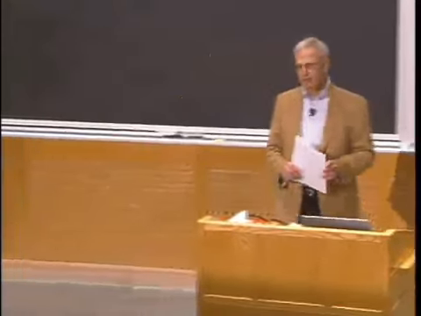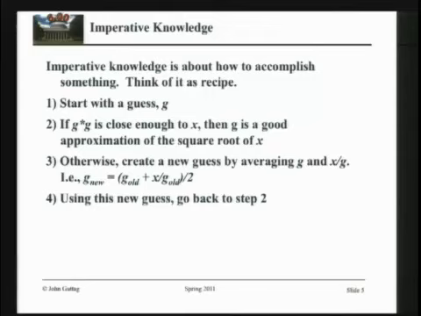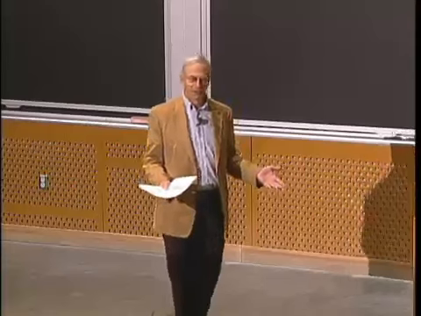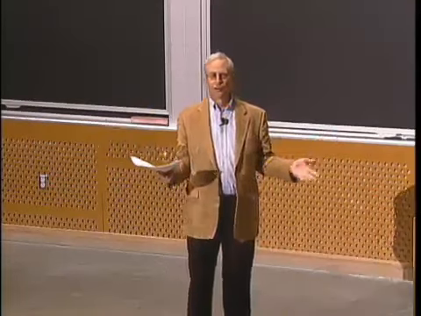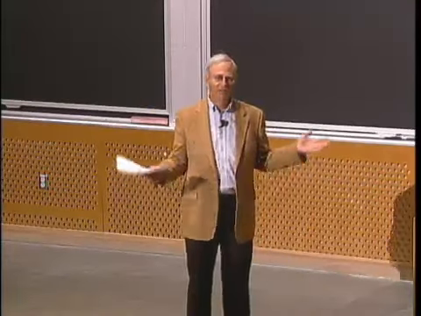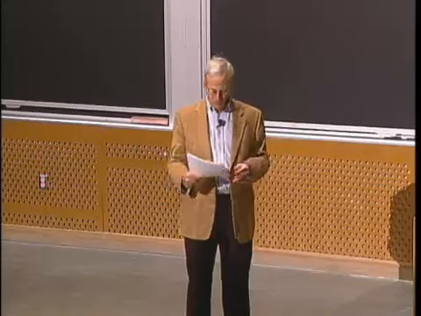Imperative knowledge, in contrast, tells you how to solve a problem, how to accomplish something. So you could think of it as like a recipe in a cookbook. So it's one thing to say a chocolate cake is something that tastes delicious and is bad for you. That's declarative knowledge. But you can open a cookbook and get a recipe that tells you how to make a chocolate cake. That's imperative knowledge.